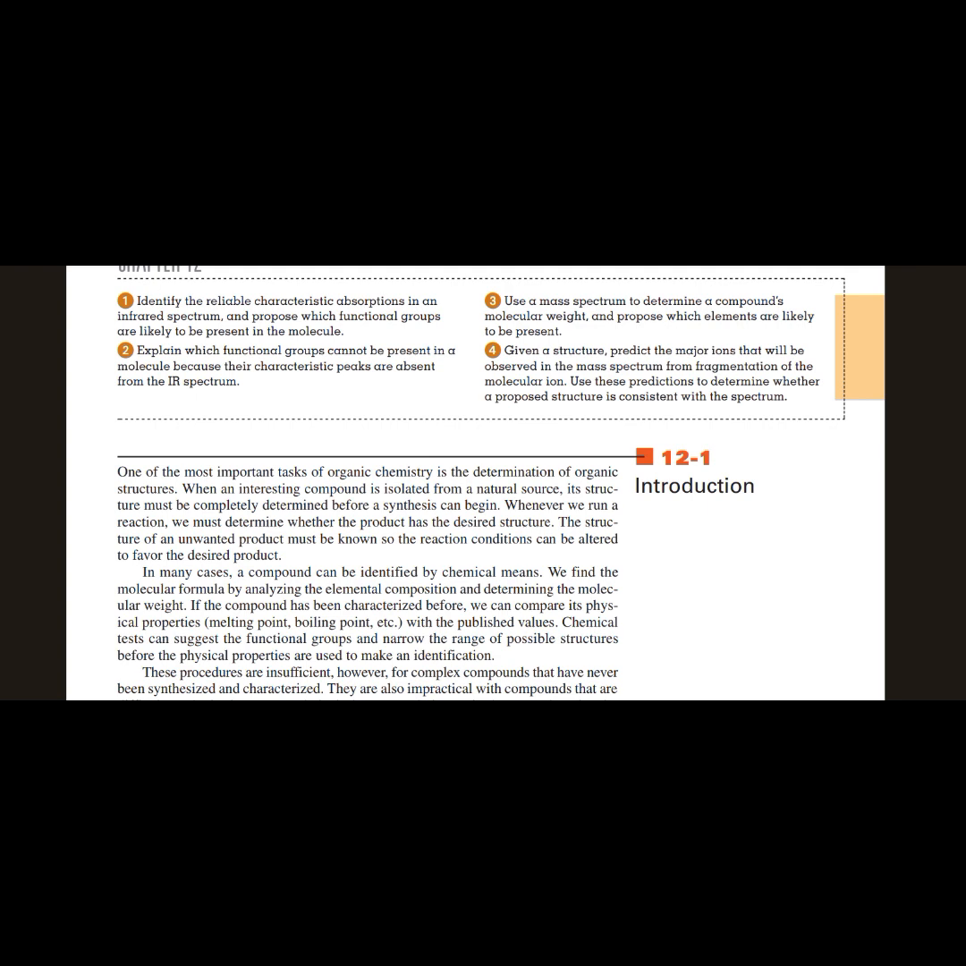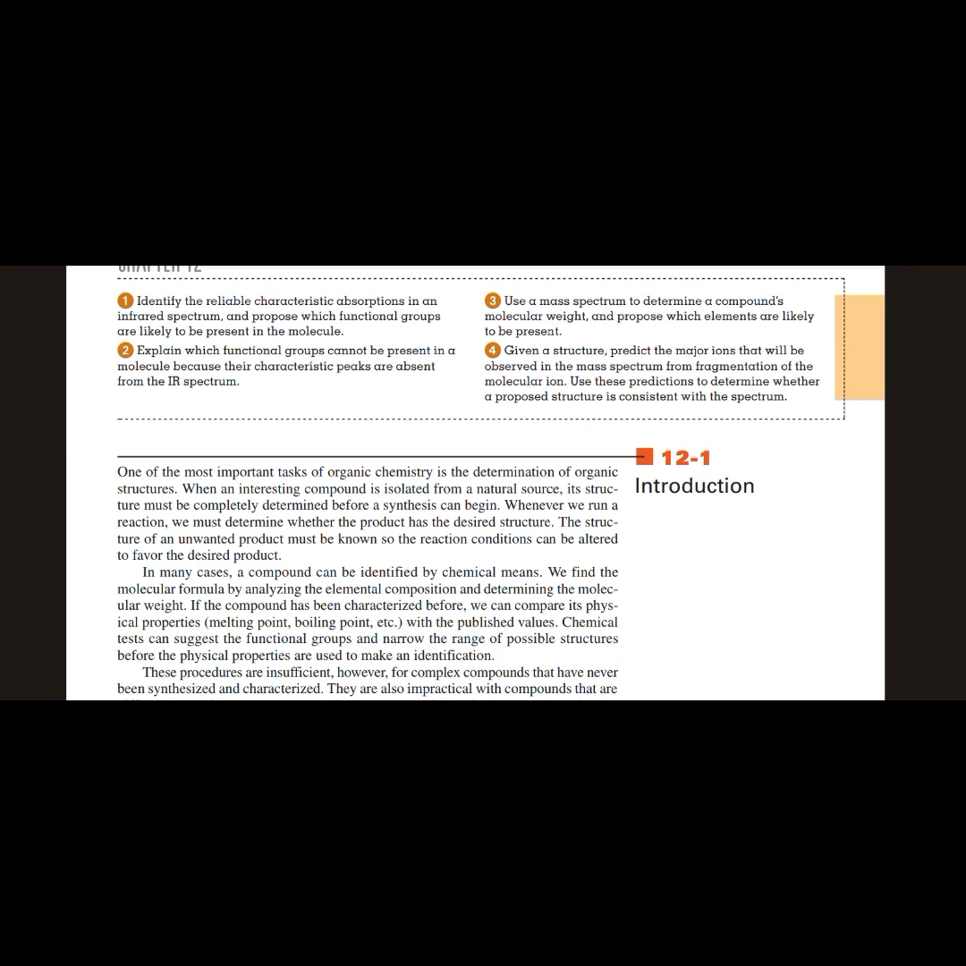We find the molecular formula by analyzing the elemental composition and determining the molecular weight. If the compound has been characterized before, we can compare its physical properties like melting point, boiling point, etc. with a published value. Chemical tests can suggest the functional group and narrow the range of possible structures before the physical properties are used to make an identification.